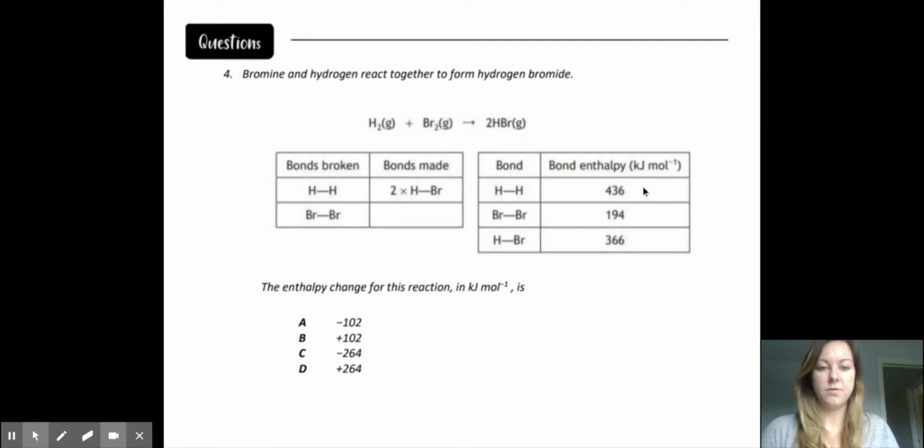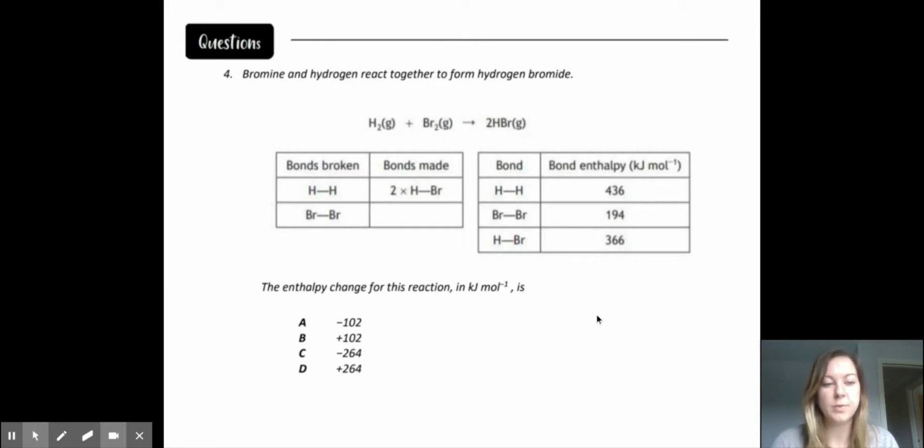They're going to be positive, so we're going to have a 436 plus 194. So let's go ahead and do that in our calculator right now. So 436 plus 194. That gives us a total of 630. Now our negative, our bonds being made, are two hydrogen bromides, which are 366 each. So we're going to be taking away 2 times 366. That is going to give us a value of negative 102, which happens to be our value for A.